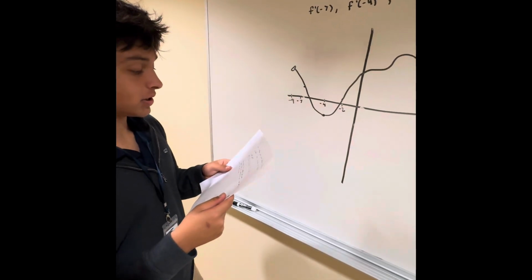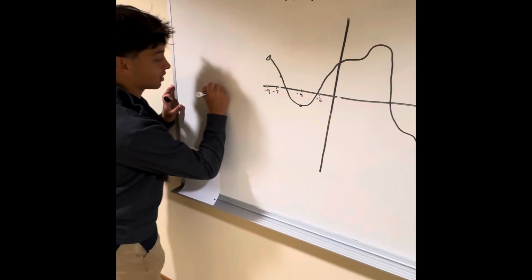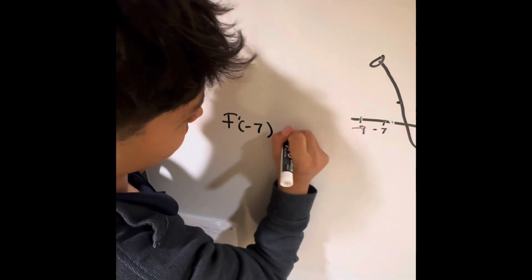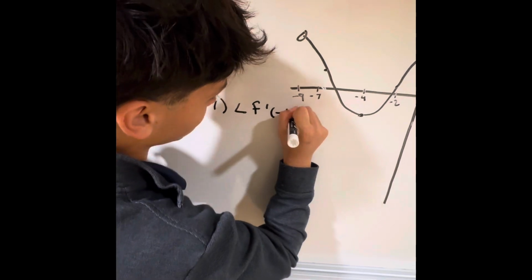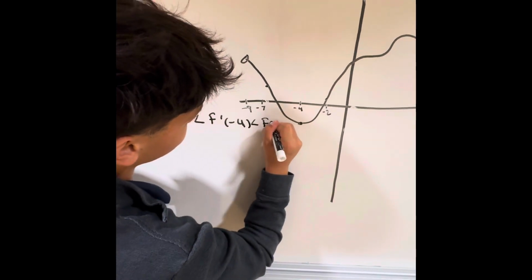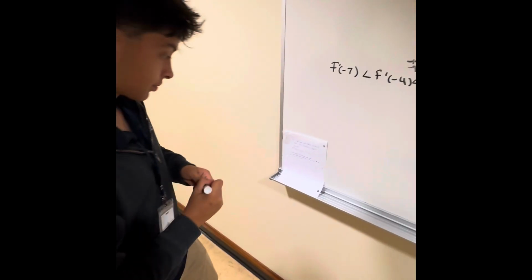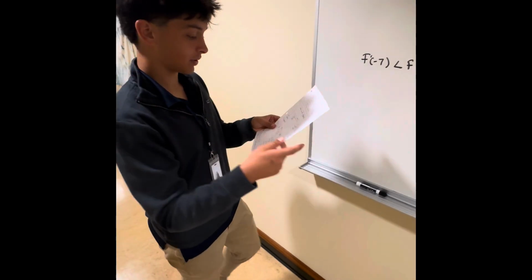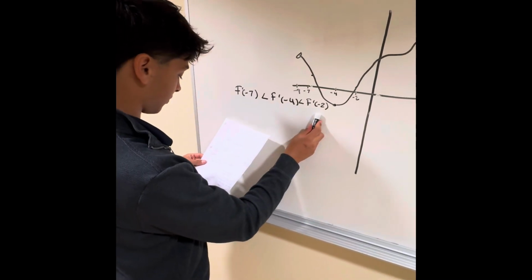So when you put these values in order from smallest to largest, you get f prime of -7 is less than f prime of -4, which is less than f prime of -2. Because this one is at a negative, this one's at a 0, and this one's at a positive.